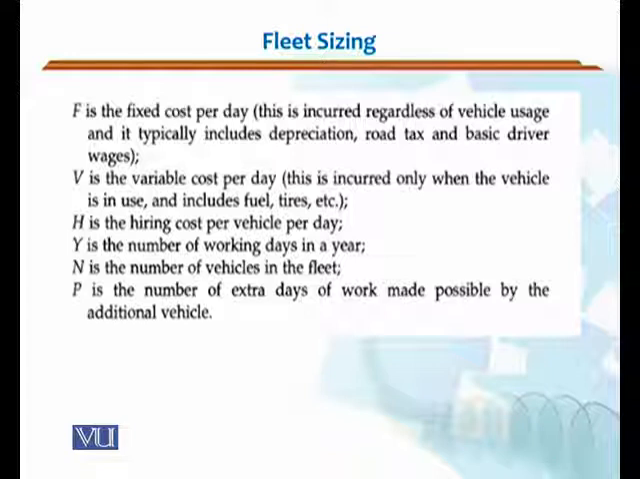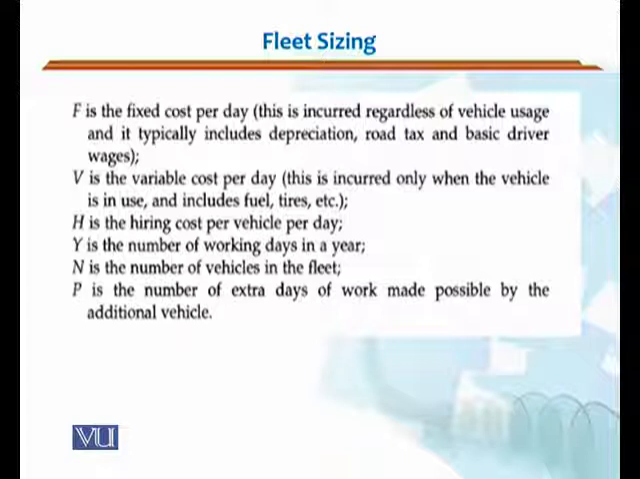Whether the vehicle is being used or not, this cost would be incurred, and it would include the depreciation, of course, the road tax that is paid, and the driver's wages. V is the variable cost per day. This is incurred only when the vehicle is in use and includes fuel, tires, and other costs, maintenance cost as well, or some repair cost as well. So V would be the variable cost per day.